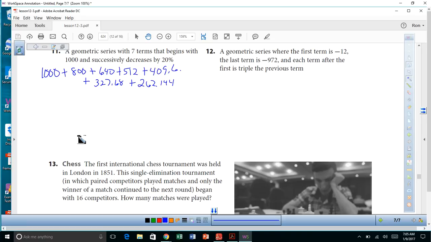Or you can use the formula. A is 1,000. R is 1 minus 0.2, which is 0.8. N equals 7. So S of 7 equals 1,000 times 1 minus 0.8 to the 7th power over 1 minus 0.8.